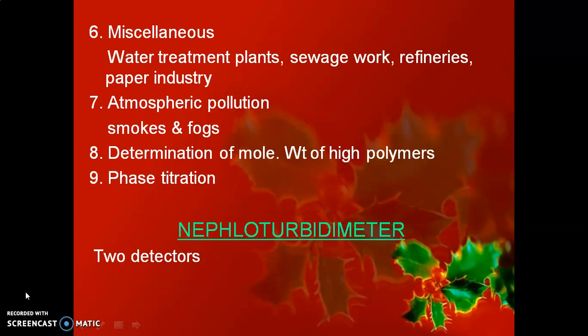Then water treatment plants, sewage works, refineries, paper industries: in all these we can use this technique. In atmospheric pollution, smoke and fog determination, we can use turbidimeter and nephelometer. For determination of molecular weight of high polymers, it is used a little bit. For phase transition studies, it is also used a little bit.